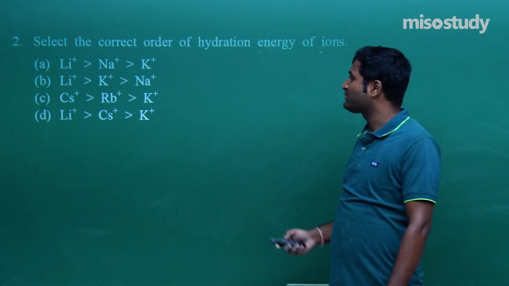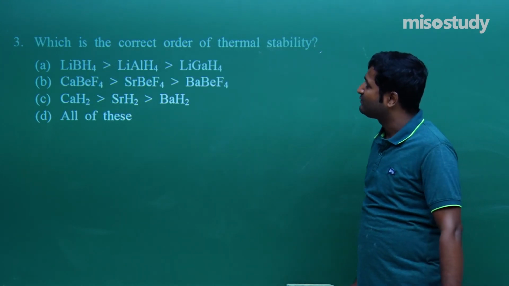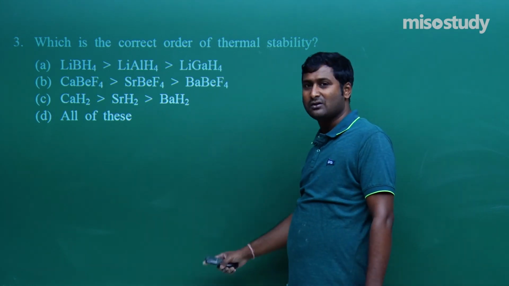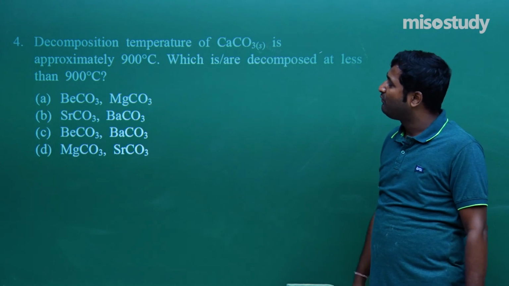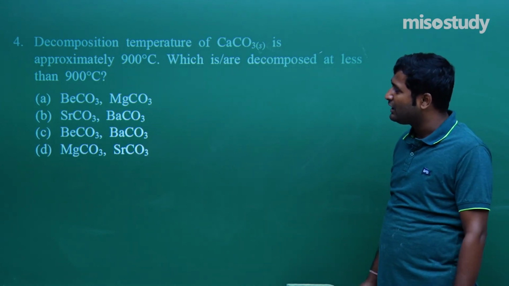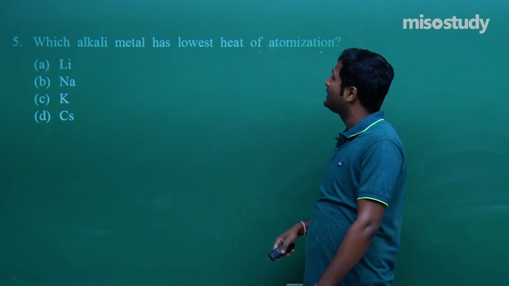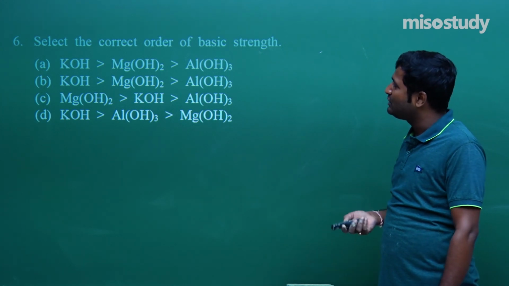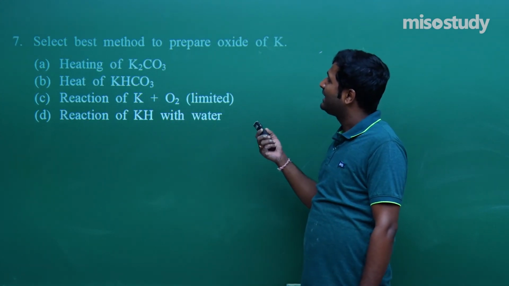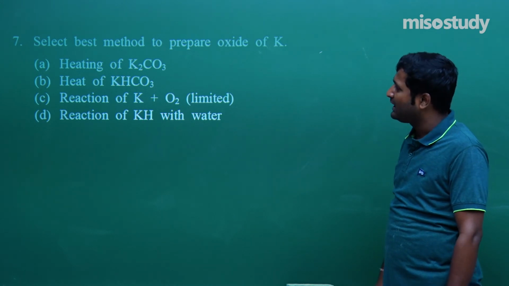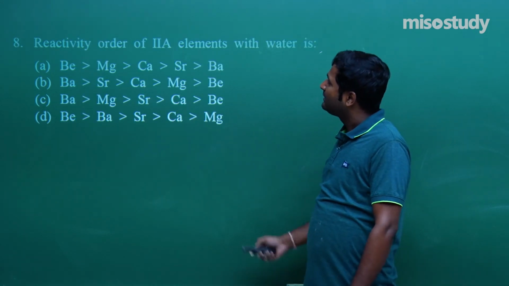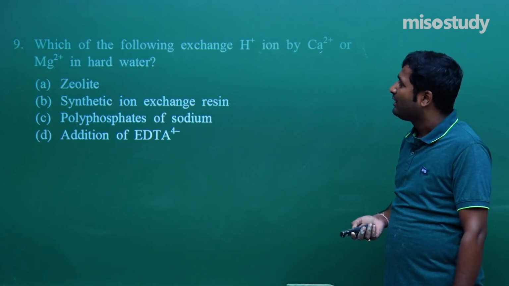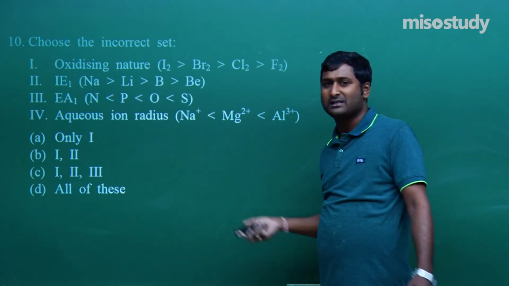Second one, that is option A. Third one, LiBH4, LiAlH4, Li: this one is correct, this one is also correct, this one is also correct, then all of these. Now let's move to 4, which one: BCO3 and Mg, option A is correct. Now, which alkali metal has the lowest heat of atomization, that is Cs. Select the best method to prepare oxide: reaction of K with O2, that is limited supply. Now reactivity order, option A. Now this one is synthetic ion exchange resin, and I have discussed this question also.